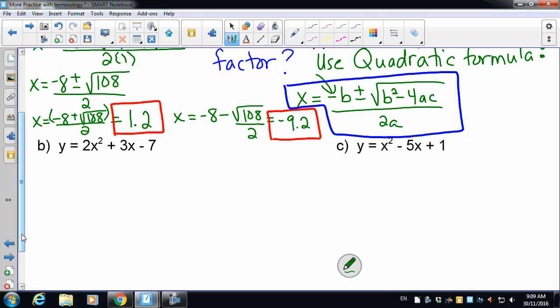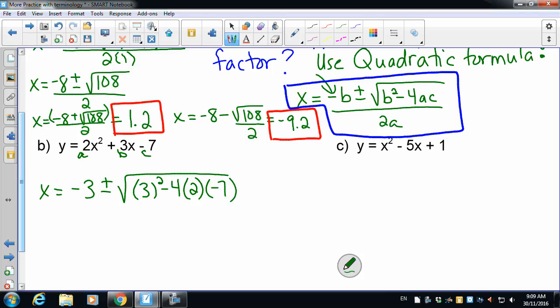So my quadratic formula, my A, my B, and my C. So I have negative whatever B is, plus or minus the square root of B squared minus 4 times the A number times the C number. Oh yeah, I kind of skipped over the fact that this one didn't factor. That's kind of the point to these 2 examples. And then I'm going to do 2 times 2. So we'll do the work under the root sign and figure out what that number is.